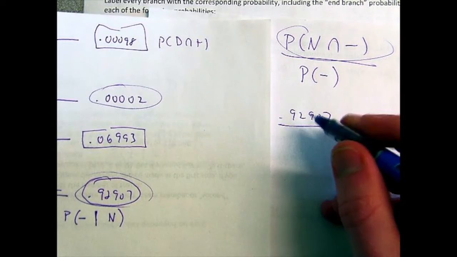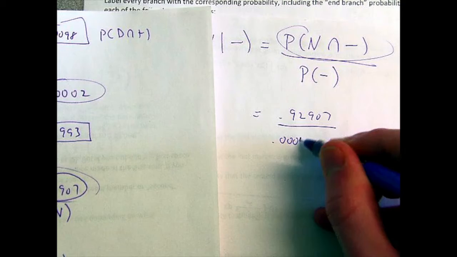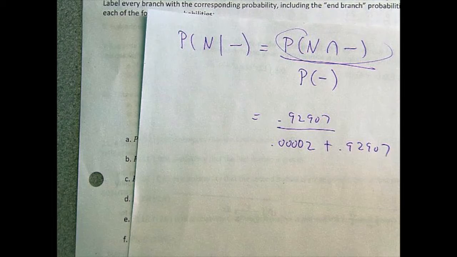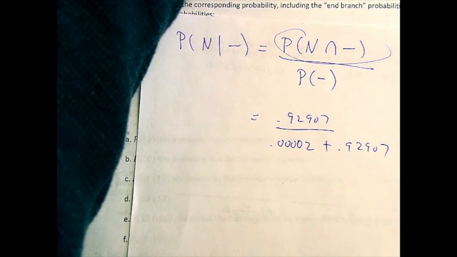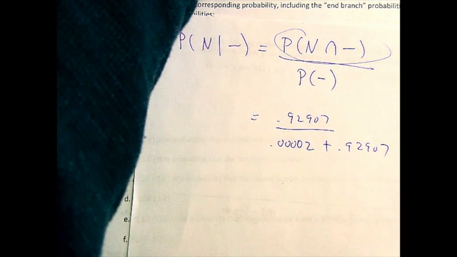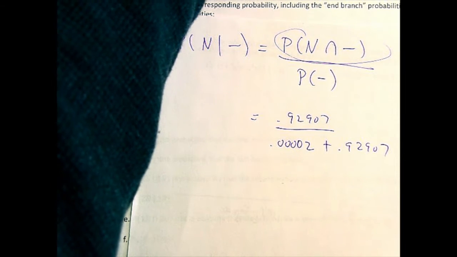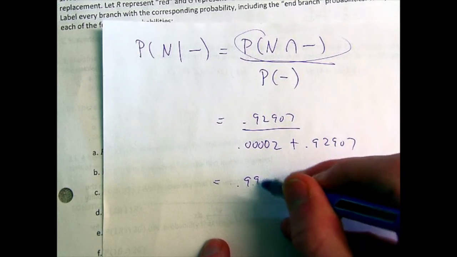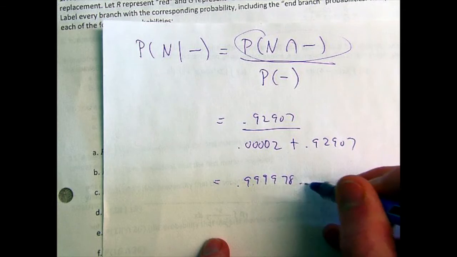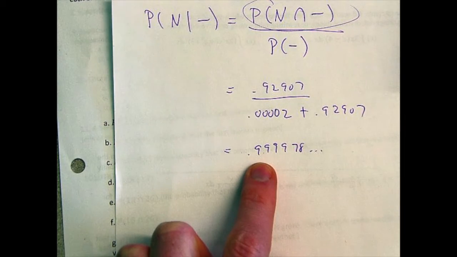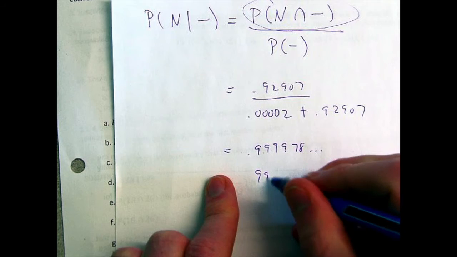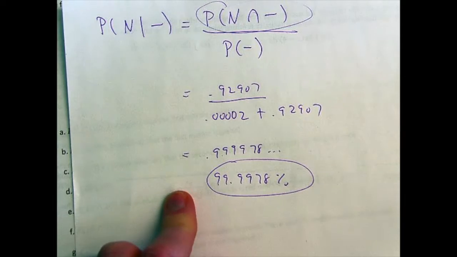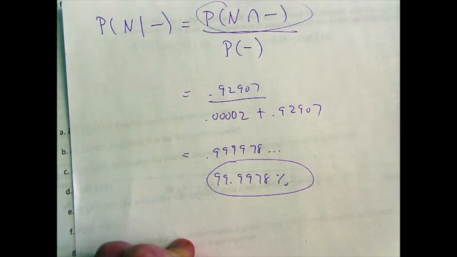So that's going to be 0.00002 plus 0.92907. So if we compute it, 0.92907 over 0.00002 plus 0.92907, I get 0.999978, which is very close to 100%. That's 99.9978%. That's the probability that a negative test result is accurate.